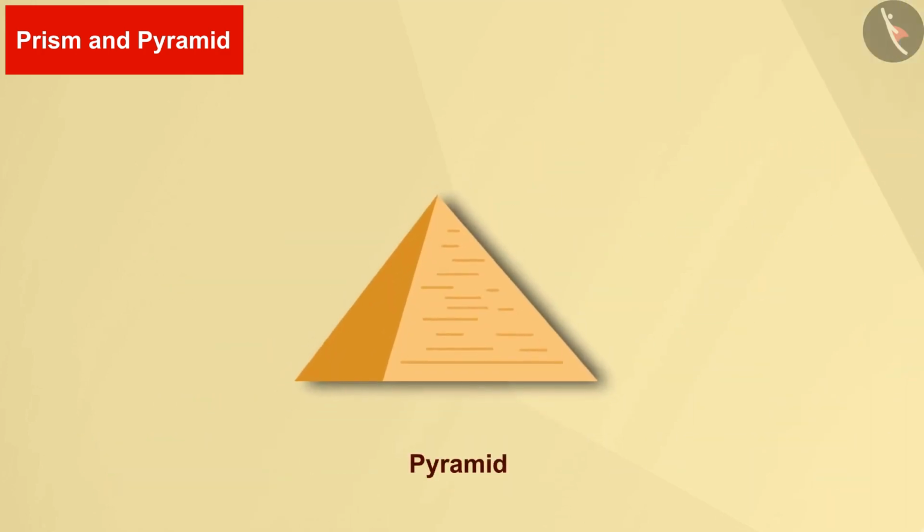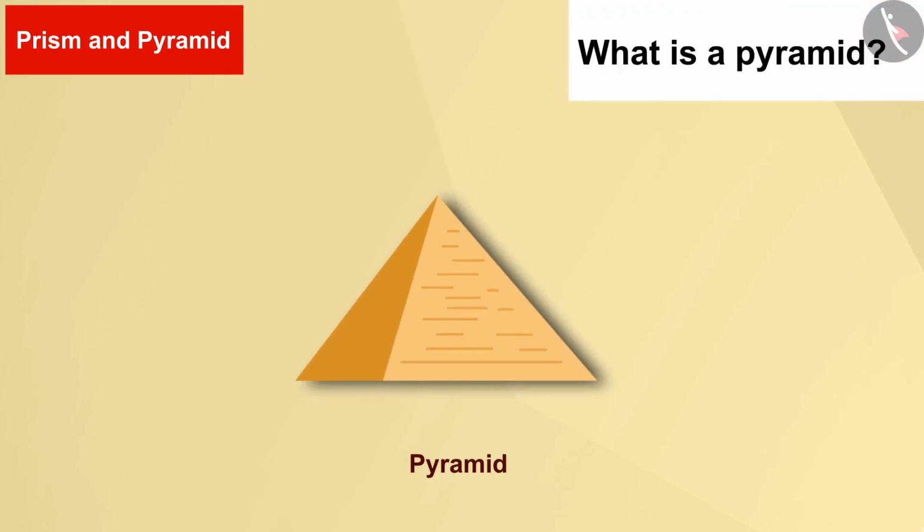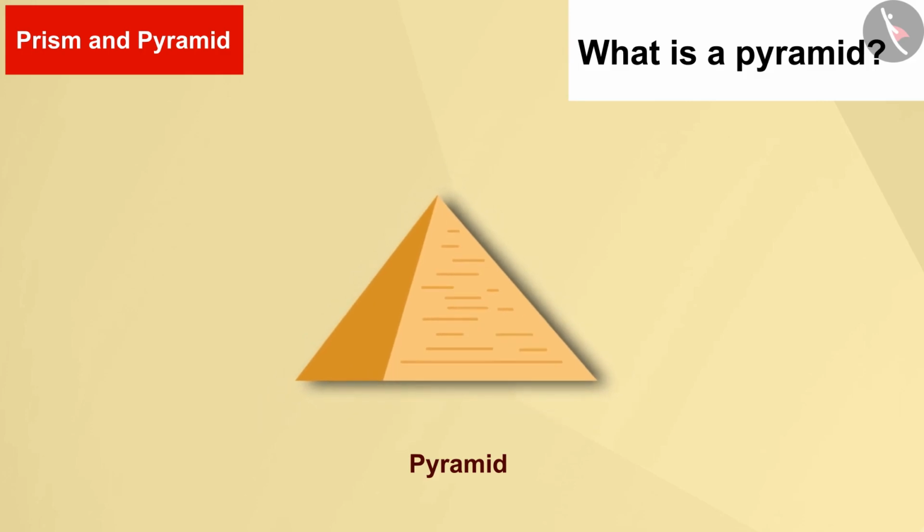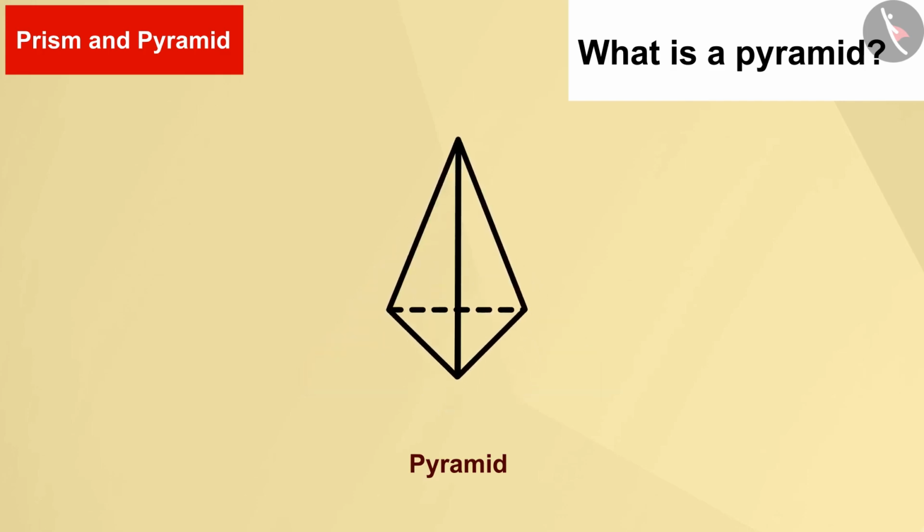Now let's talk about the pyramid. What is a pyramid? On hearing the word pyramid, one would probably remember the Pyramid of Egypt. But this is not the only type of pyramid. The Egyptian pyramids look something like this. It has 4 points, which we will write as A, B, C, and D.